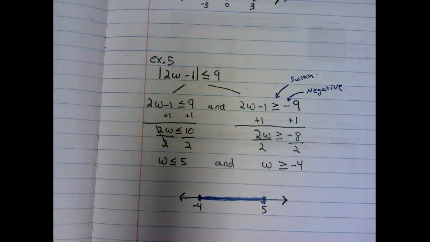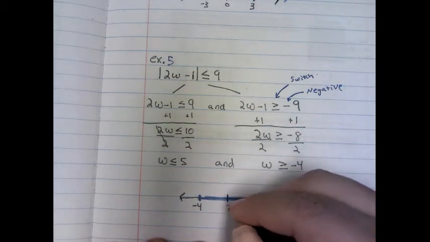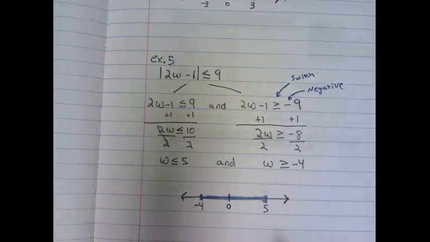So between negative 4 and 5, with 0 just about in the middle, all of these values will work. And that's it for absolute value inequalities and equations.